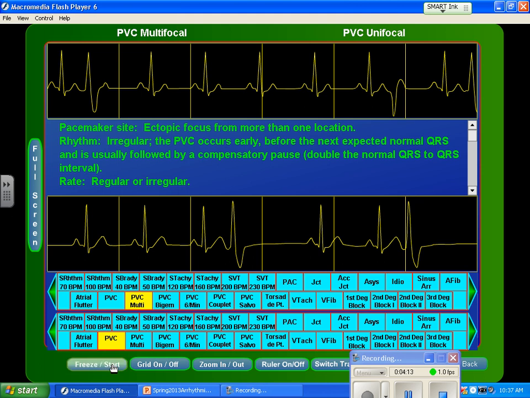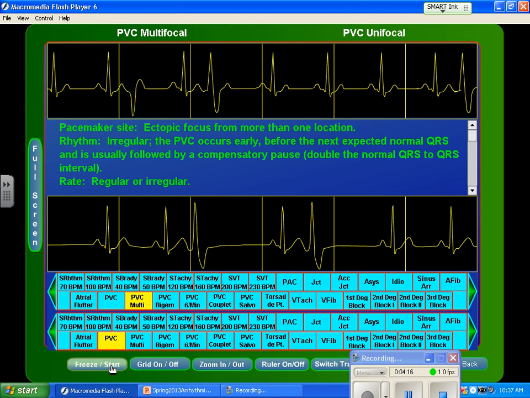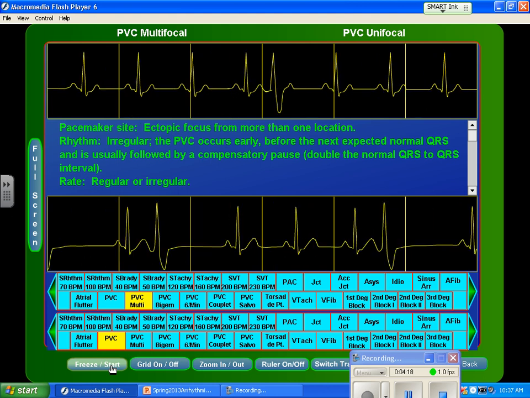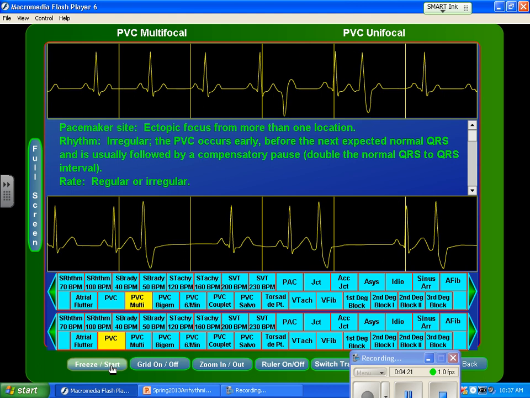And if I put the grid on, you can see on the bottom, all the PVCs look the same. On the top, they're looking different. Well, they're generating a beat. Remember, automaticity generates a beat. And it's only supposed to happen on the conduction pathway. If there's cells outside of that conduction pathway that are having that automaticity party, then they're going to generate a beat. And when they generate an impulse, they're going to cause contraction. And if it's in the atria, it's going to cause a premature atrial contraction. If it's in the ventricles, a premature ventricular contraction.